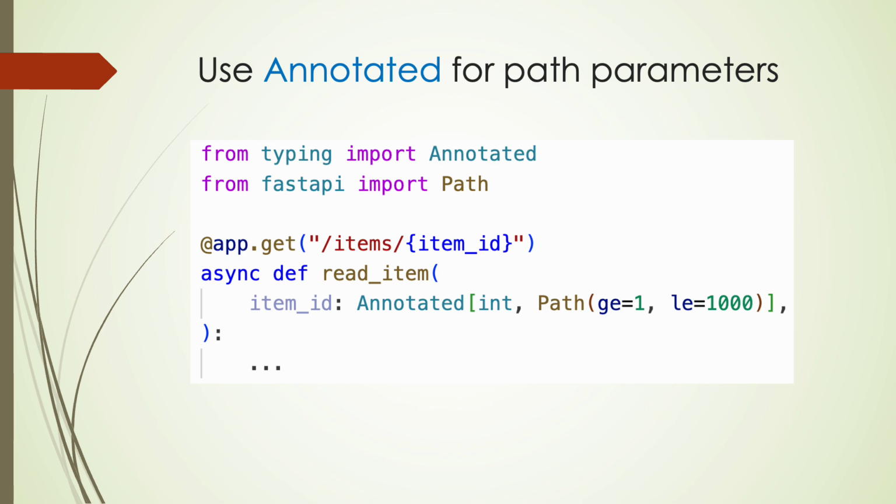Similarly, we can use Annotated and the Path construct to add metadata and validation rules for path parameters. The path parameters normally have integer values, which are often some type of ID. Here we specify that the item ID must be greater than or equal to 1 and not exceed 1000. Note that item ID does not have a default value here and must be specified in the path.